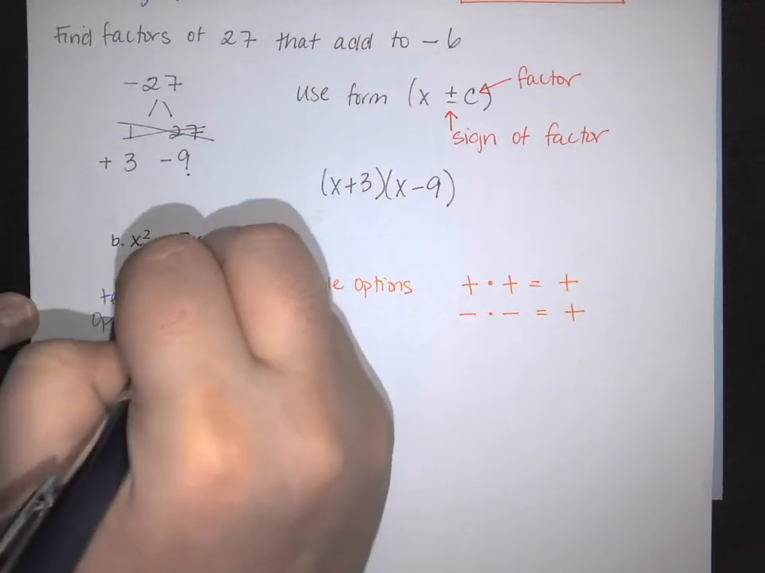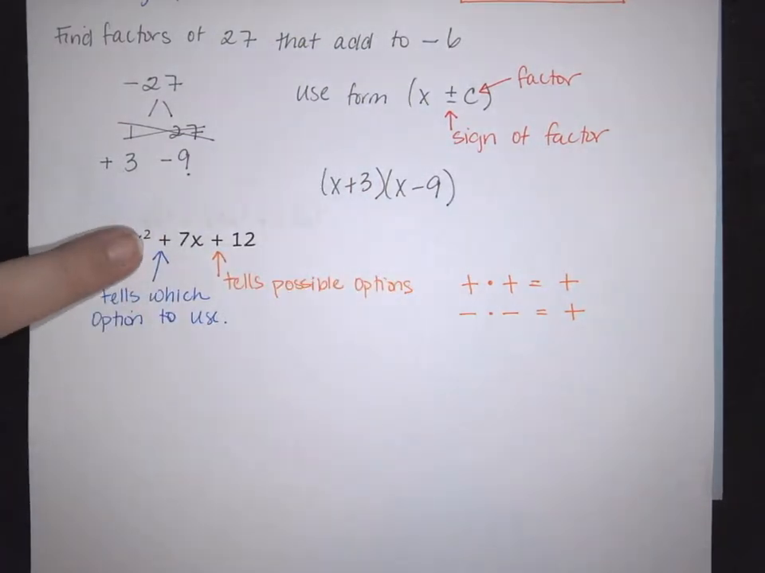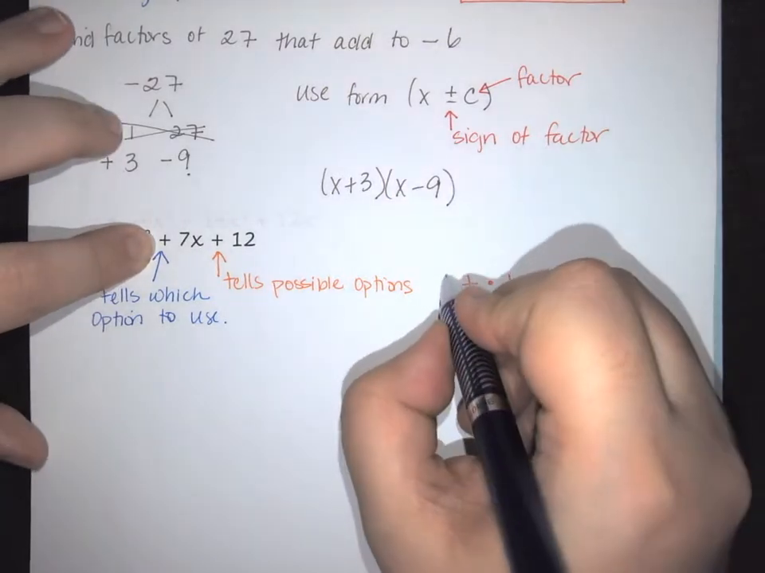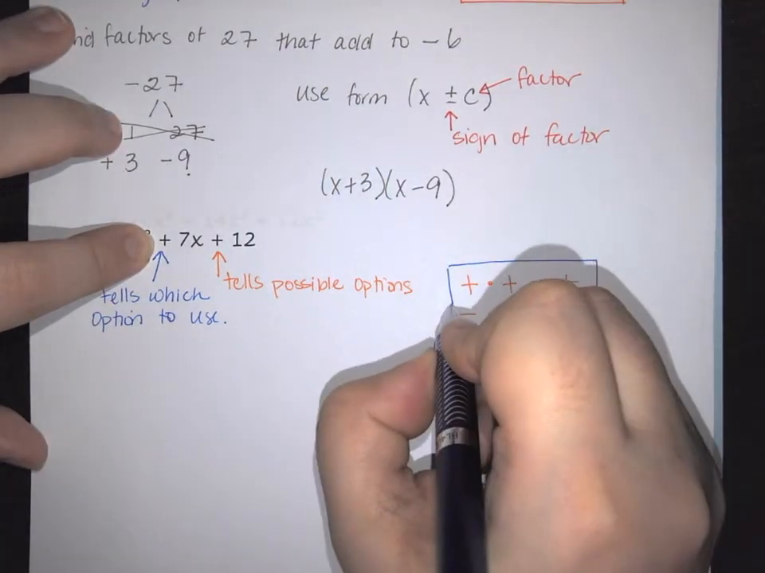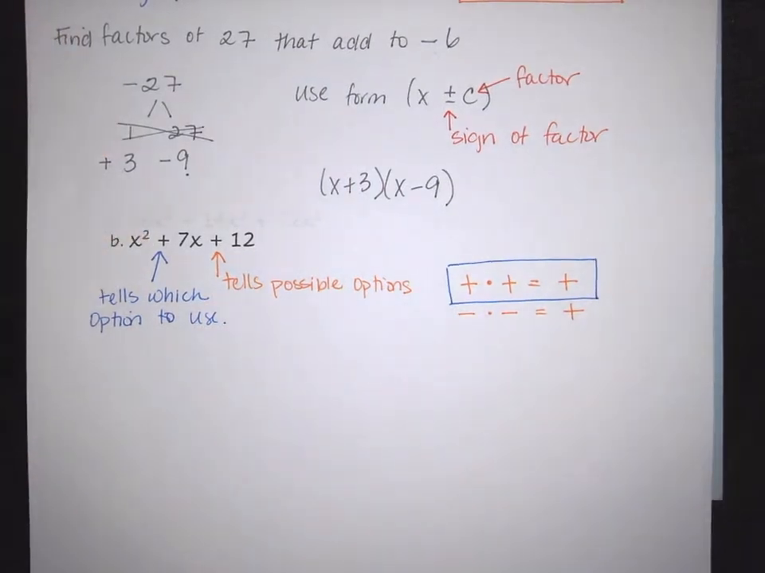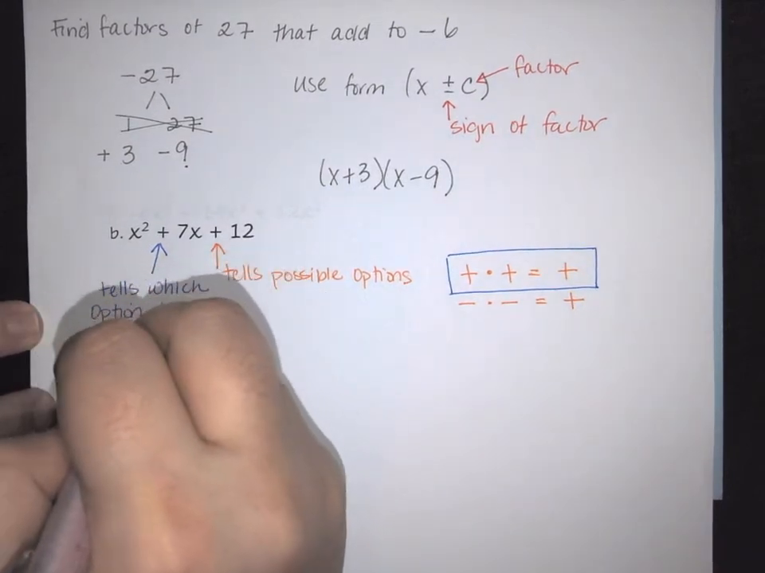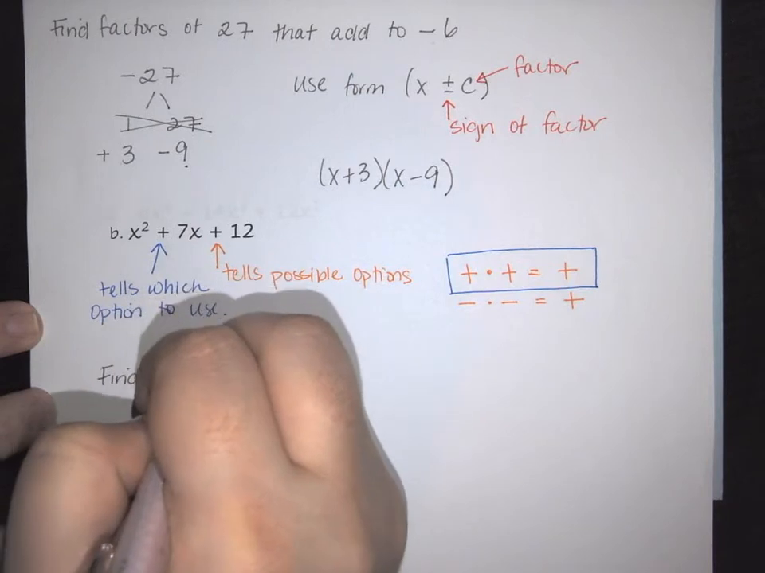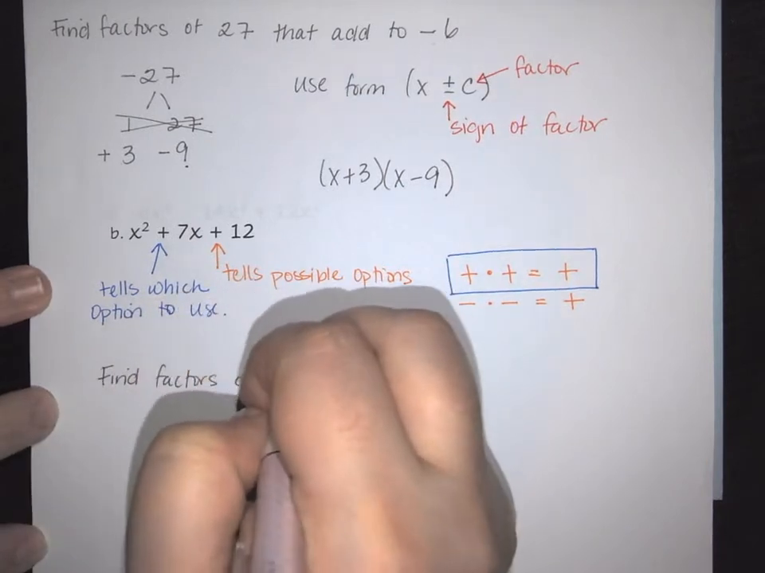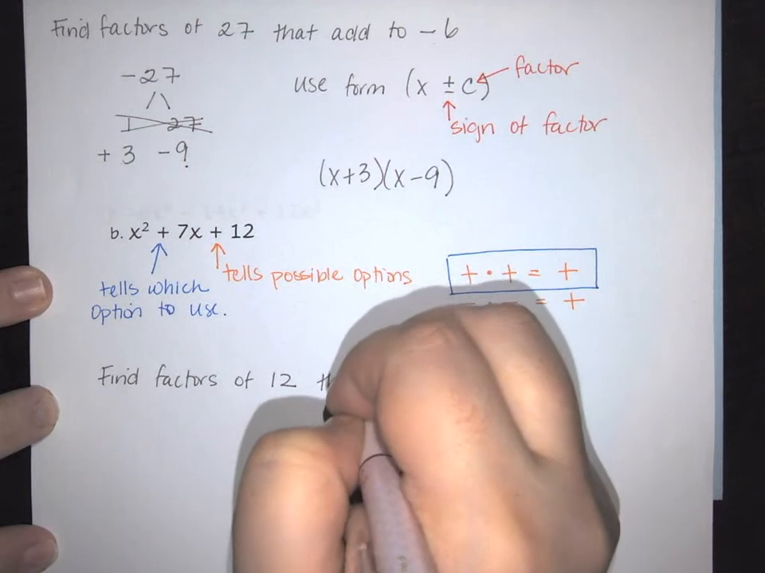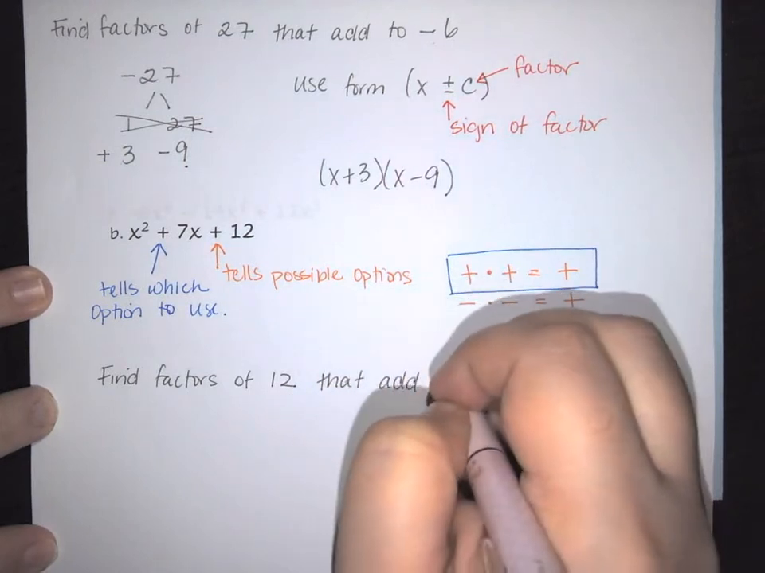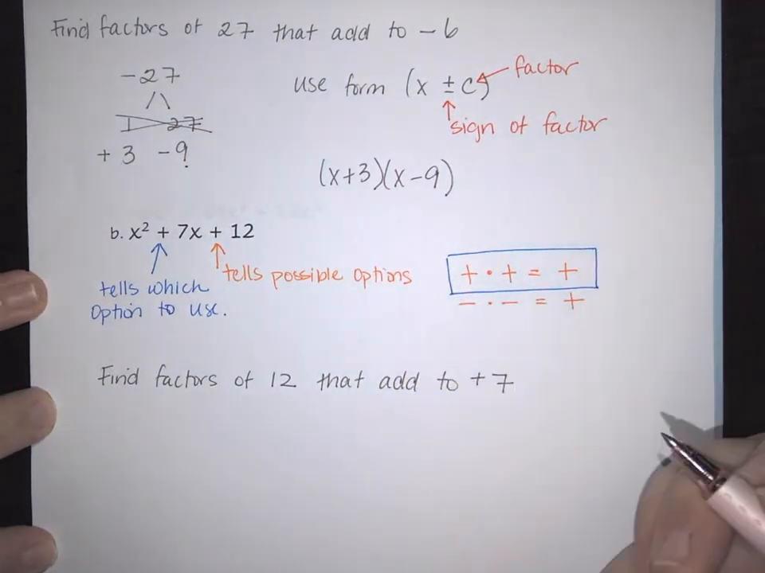to use. So here this is positive, so that tells me that I'm going to be using my positive times positive option. Now since both of those factors are the same sign, I don't have to worry about bigger or smaller factors. I can just go ahead and find my factors. So here again I want to find the factors of 12 that add to a positive 7.